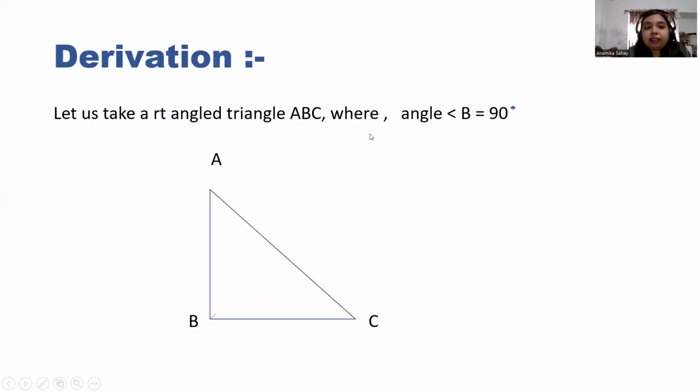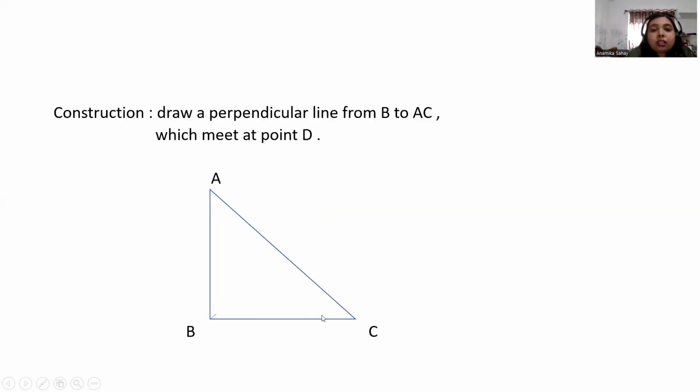Now we will derive this theorem. First of all, let us take a right angle triangle, right angled at B, that is angle B is equal to 90 degree. First, we will do a construction. We have to draw a perpendicular line from B to AC, like this. This BD is perpendicular to AC.